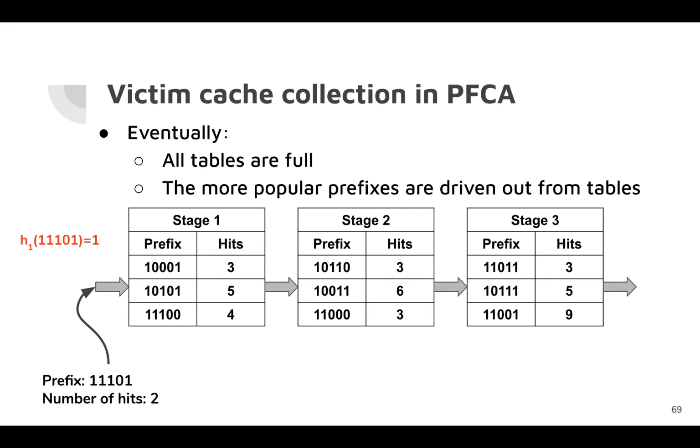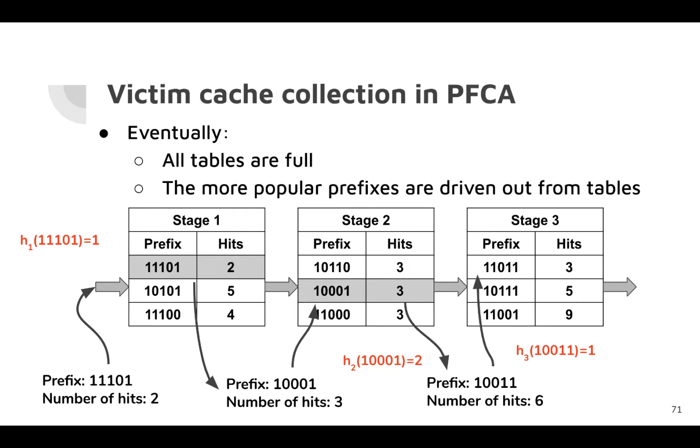So the hash value of the prefix 11101 is 1. It collides with the first entry in the stage 1 table, and because that entry is more popular, it is pushed out to the stage 2 table. The prefix 10001 in its turn pushes out the prefix 10011 from the stage 2 table because there is a collision, and because the prefix 10001 is less popular.